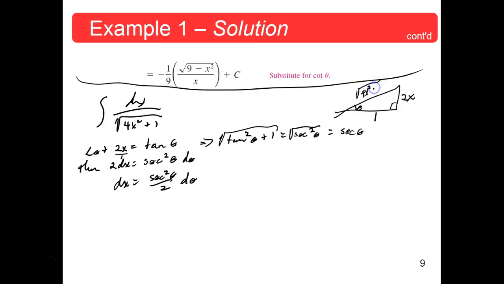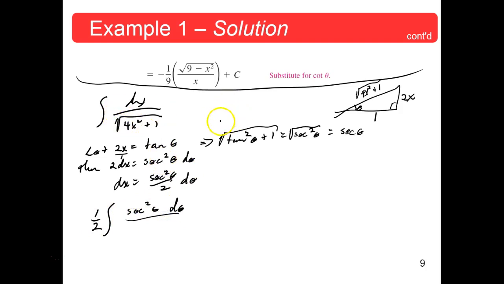4x squared plus 1, which is exactly what we have down there. Okay? We'll come back and do the rest of that later. Okay. So let's substitute in our substitution. The integral, your dx was, I'm going to bring the 1/2 out front, secant squared theta d theta, with the 1/2 out front, over, what's the square root of 4?